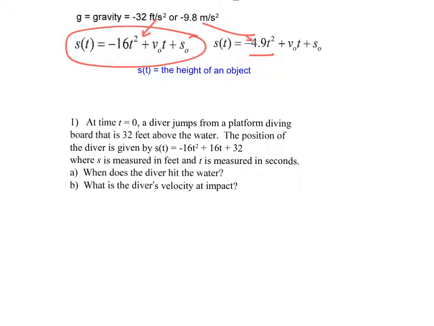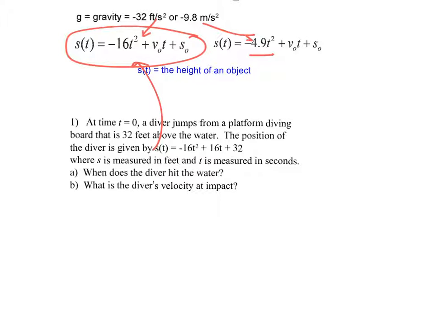In this case, it says at time t equals 0, a diver jumps from a platform diving board that is 32 feet above water. The position of the diver is given by that equation where s is measured in feet and t is measured in seconds. So remember, we're going to be using this equation, right? It says, when does the diver hit the water?